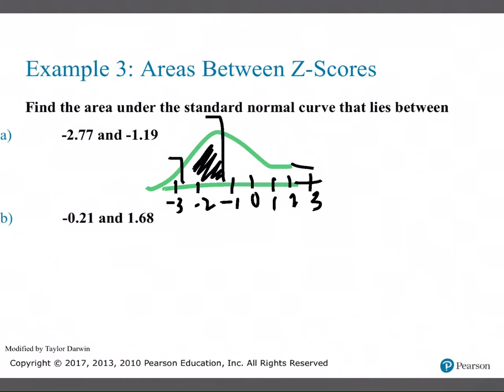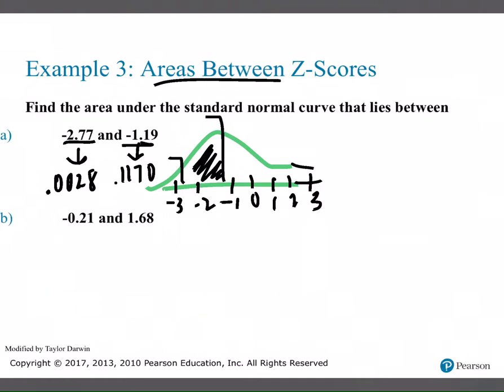Before I do that, I need to actually find what area corresponds with each of these z-scores. So again, look it up in your chart. That negative 2.7 is your first set of numbers, and then that 7 is that second set. So the area that goes with negative 2.77 is 0.0028. The area that goes with negative 1.19 is 0.1170.